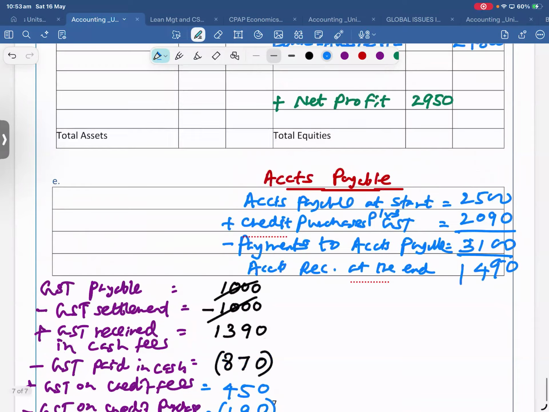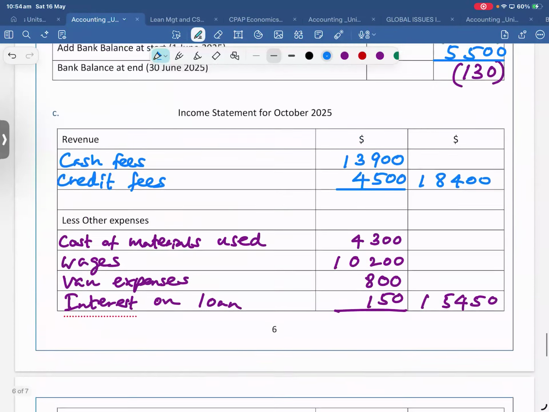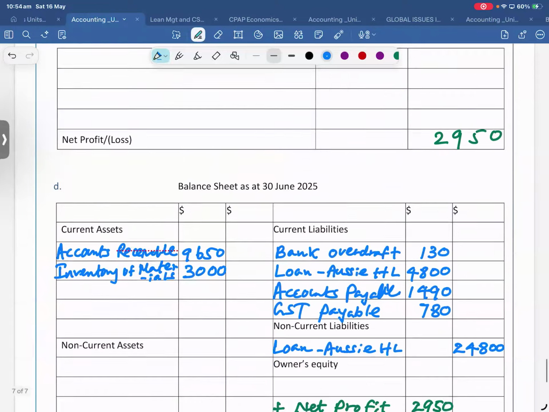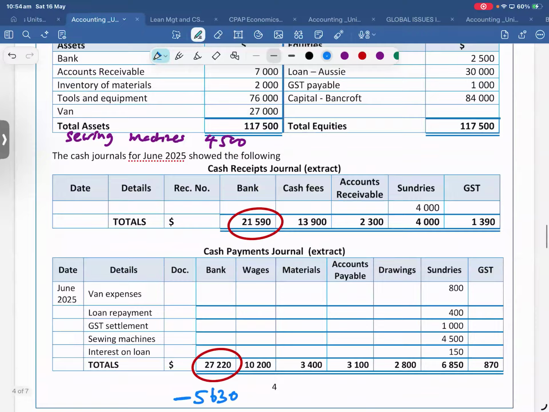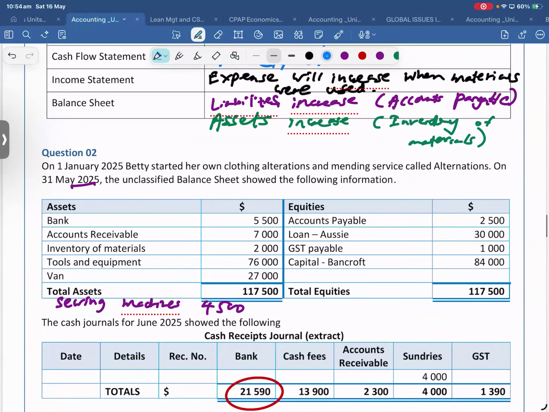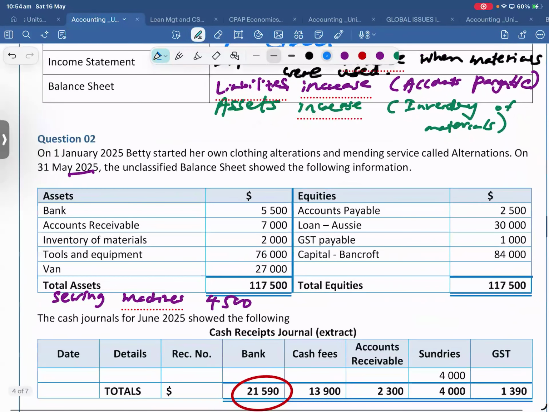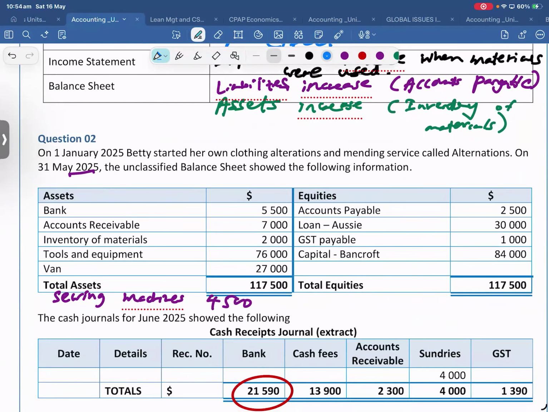Right. Then what are we going to do? Now we can start from the beginning of the balance sheet. Let's start. Bank, is it done? Yes. Bank is done. We recorded already. Accounts receivable done. Inventory of materials done. Tools and equipment, no. Van, no. Sewing machines, no. So then we'll record those three in the balance sheet.